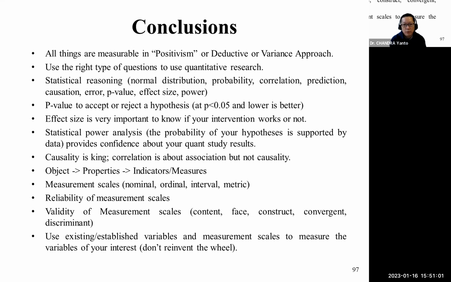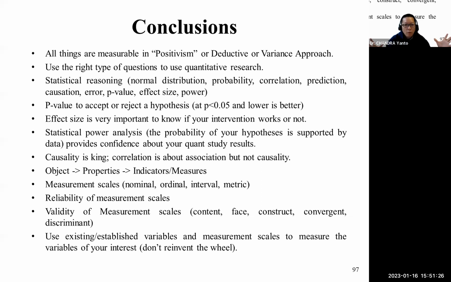Power analysis is also very important because it gives you confidence about the findings, and power analysis will help you determine how big your sample size needs to be. Causality is king, and causality is the most important. Correlation is about association, but it's not telling you about causation or causality. So you can make a measurement by understanding the object, its properties, and how you create indicators or measures to measure that object.